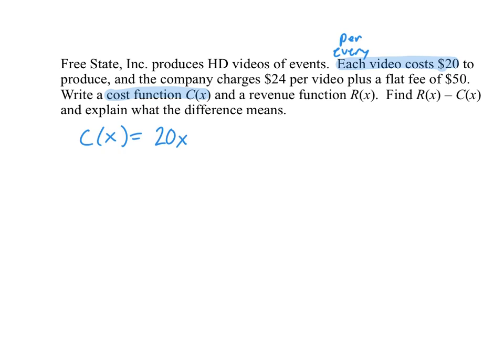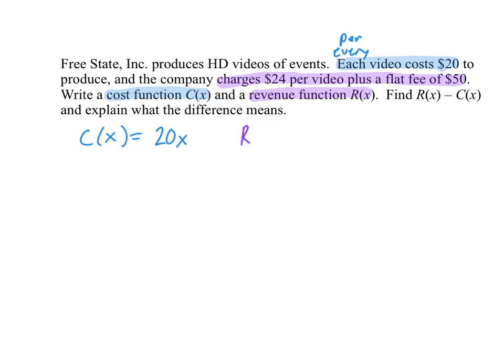Next thing we also want to do is write a revenue function. So revenue, that's money that your company brings in. So we want to go back and look for anything that's related to them earning money, or what they charge, or money they're bringing in. We already talked about what their cost was, so we see that the company is charging $24 per video plus a flat fee of $50. So again, there we see that per. That's the rate word.